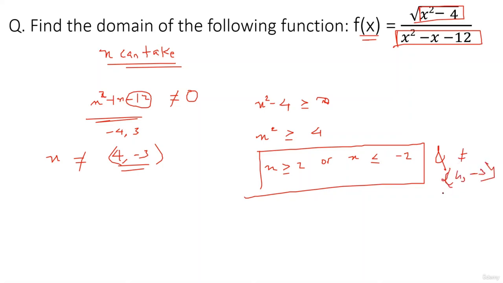You have to use curly brackets here to denote that. So this is the domain of x: greater than or equal to 2 or less than or equal to minus 2, and not equal to 4 and minus 3.